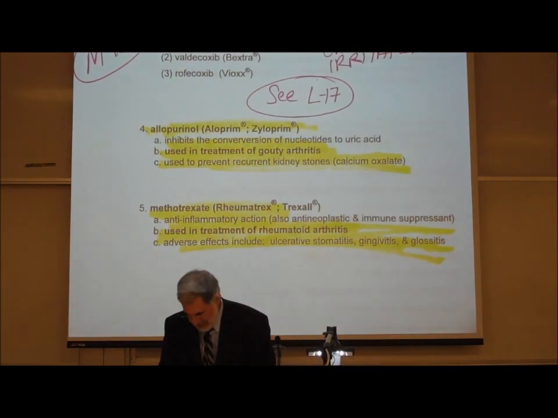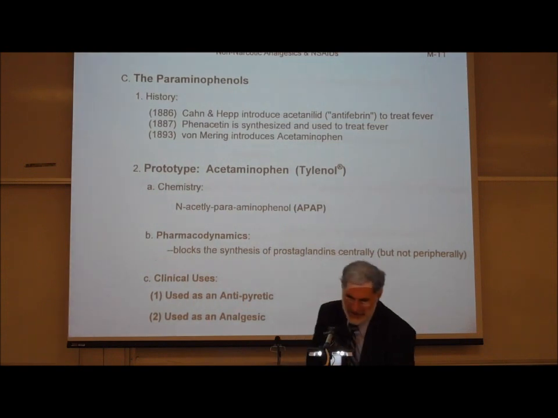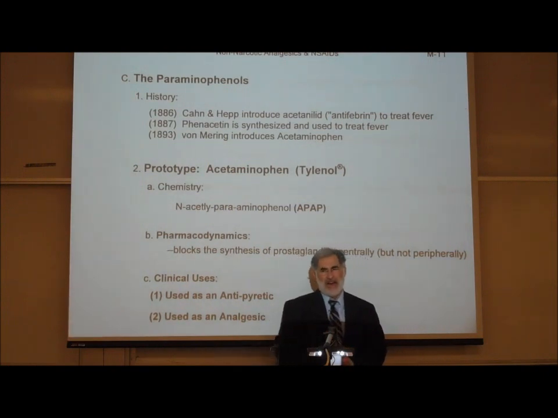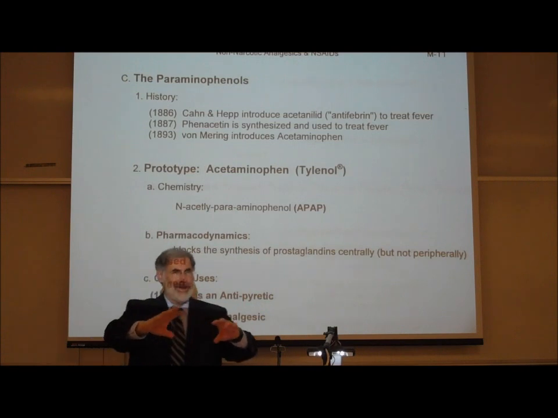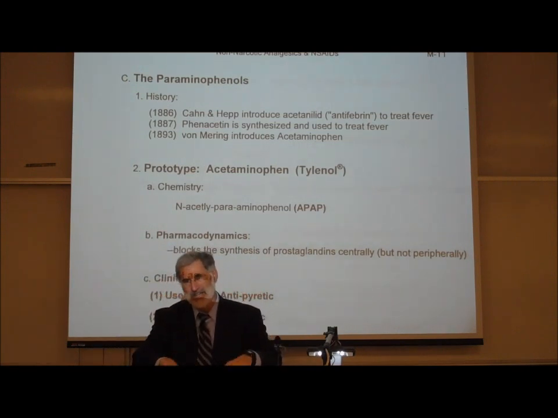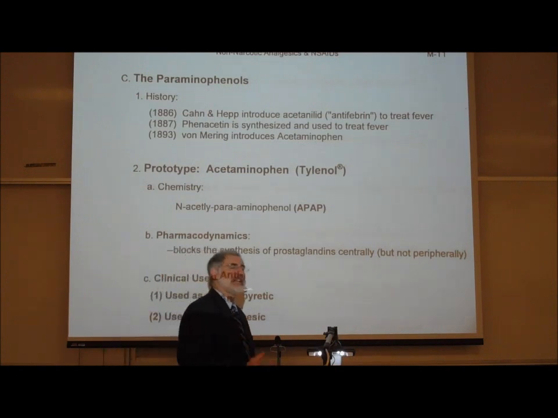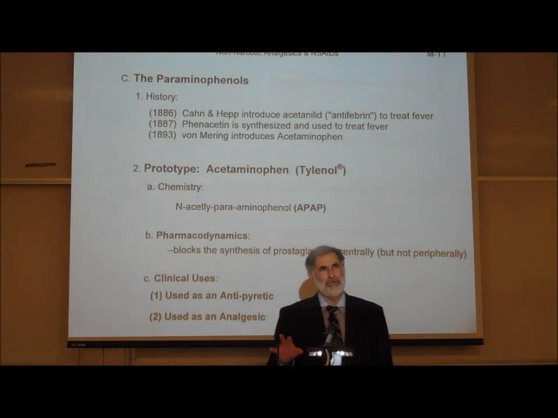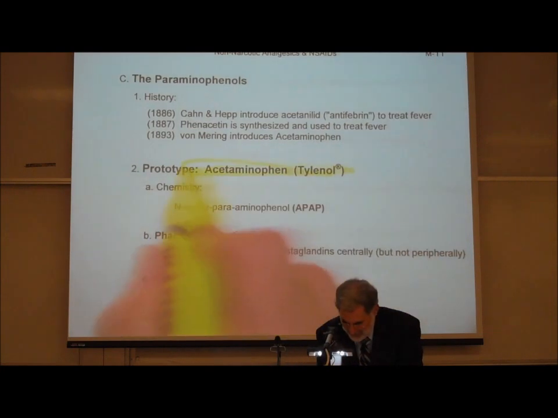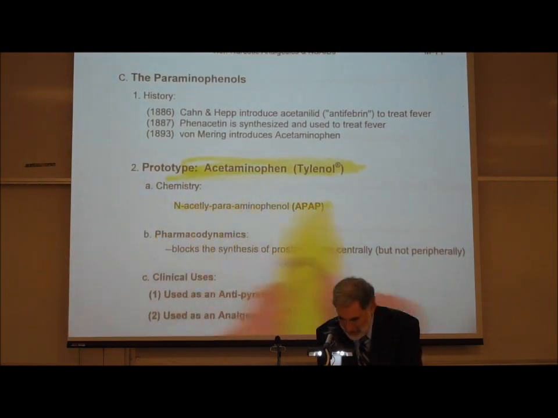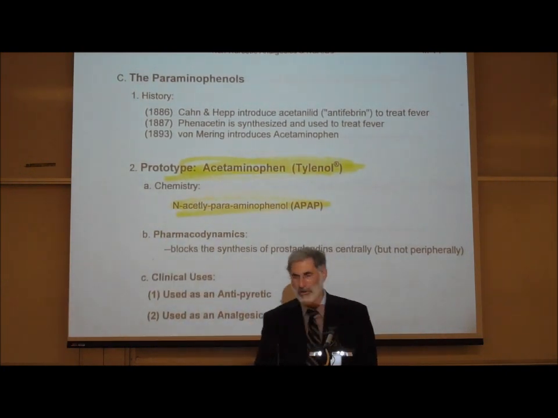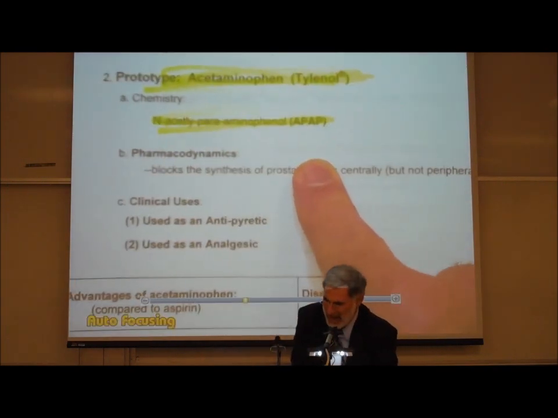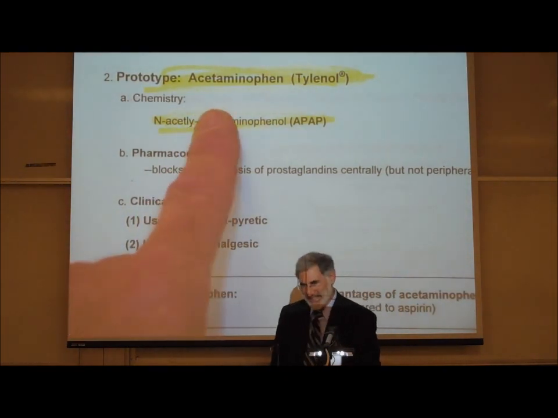On page M11, the Paraminophenols. What the heck is that? Basically what we have is two subgroups of non-narcotic analgesic NSAIDs. There are the salicylates, which include aspirin and Advil and Aleve, and there are the Paraminophenols, which are represented by acetaminophen. Acetaminophen's chemical name is N-acetyl-paraminophenol, or APAP. You don't have to know that, but if you run across that expression, APAP, it's the chemical name for acetaminophen.